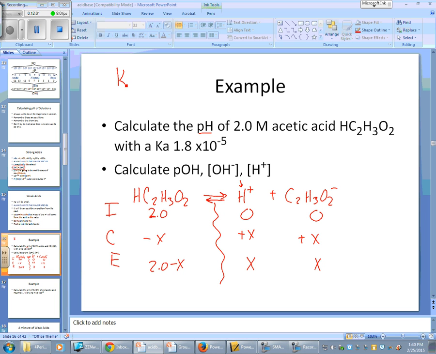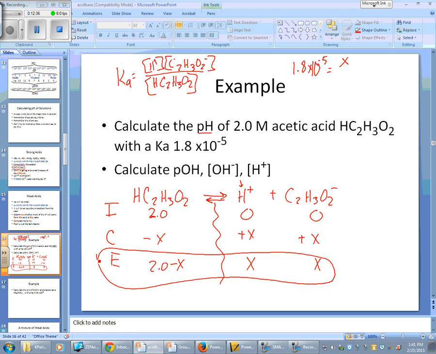All right, now I'm going to set this up into my Ka expression. Ka is going to equal my products over reactants, so H plus times my acetate ions over my acetic acid concentration. Now I'm just going to plug things in and I can solve for X. They give me the Ka, and this is a pretty popular Ka for acetic acid. It won't be a bad idea to memorize that one. And then I'm going to fill in my equilibrium concentration. It's got to come from this part of the ICE box. So X times X over 2.0 minus X.